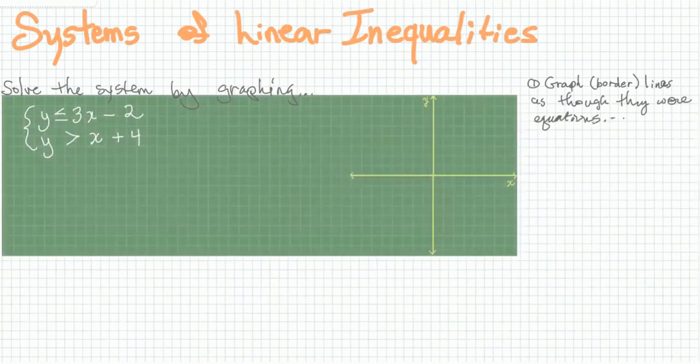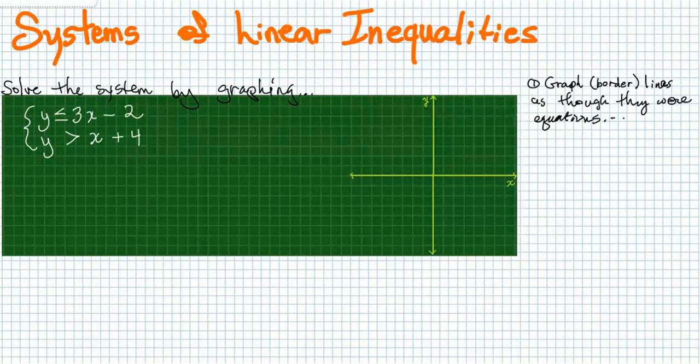Okay, now we're going to look at systems of linear inequalities. Here I'm going to show you by example how to go about this. So here's our example here in the green. I have two inequalities in this system. One is y is less than or equal to 3x minus 2. The second one is y is greater than x plus 4.